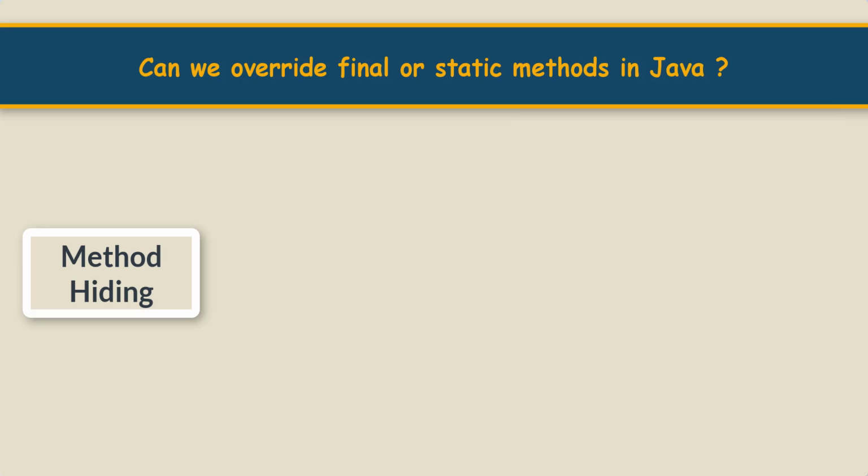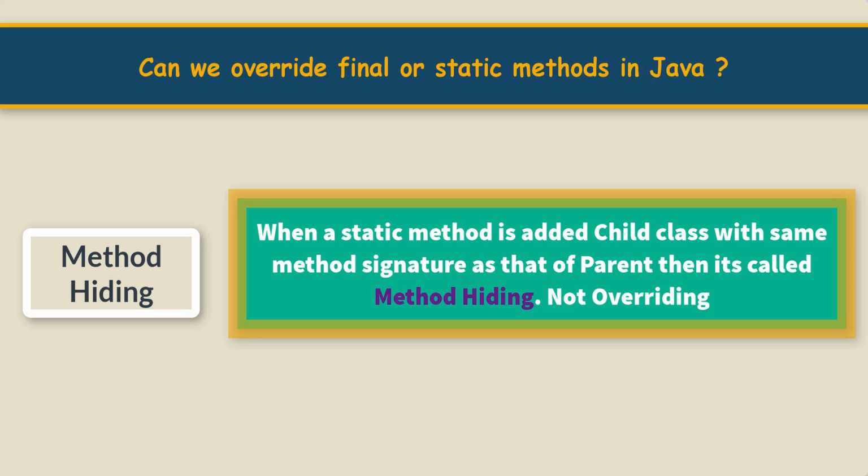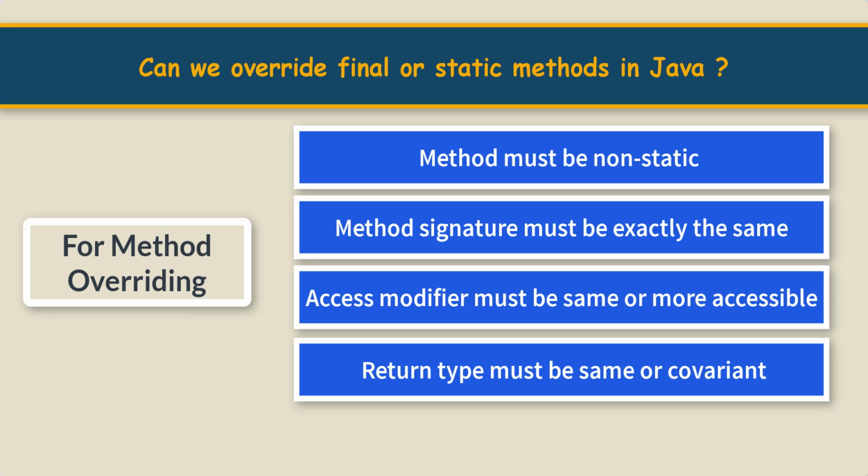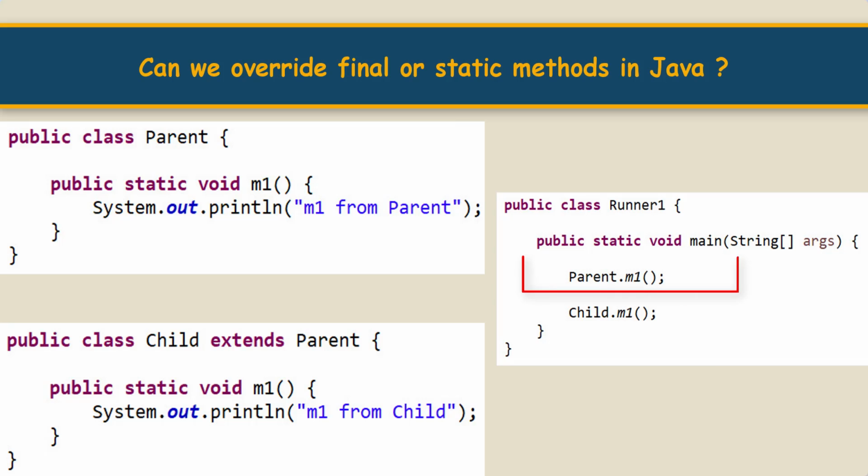So when you re-implement or redefine static methods in the child class, that is called method hiding, not overriding. For method overriding, you need to use the same method signature, and that method has to be non-static. If it is a static method, you can directly call it by using the parent class name, parent dot method name. For calling this m1 from the parent, I can directly use Parent.m1.